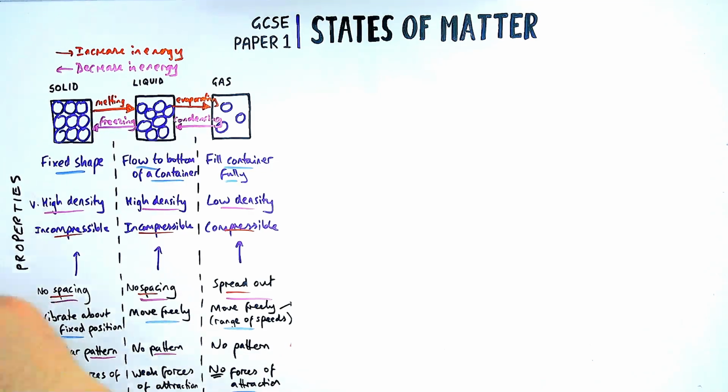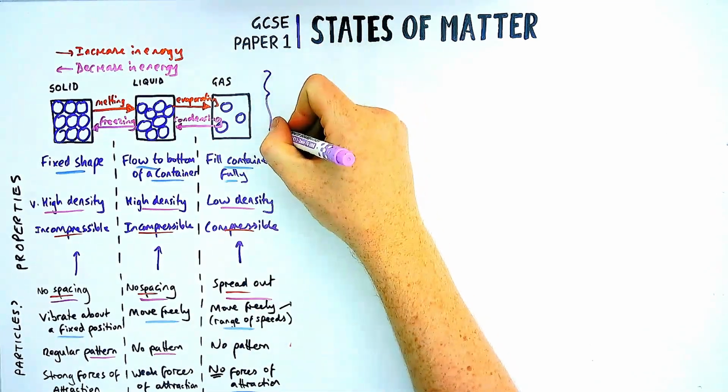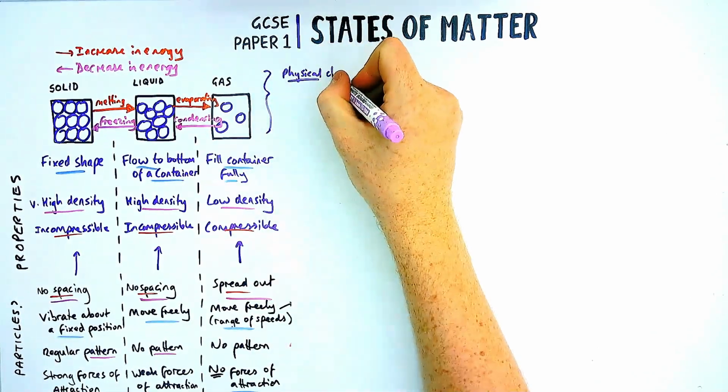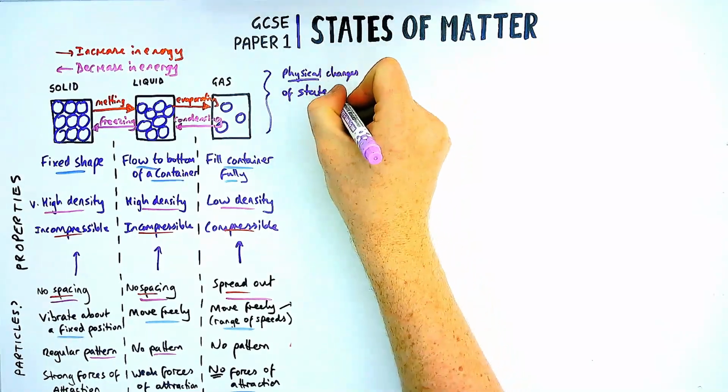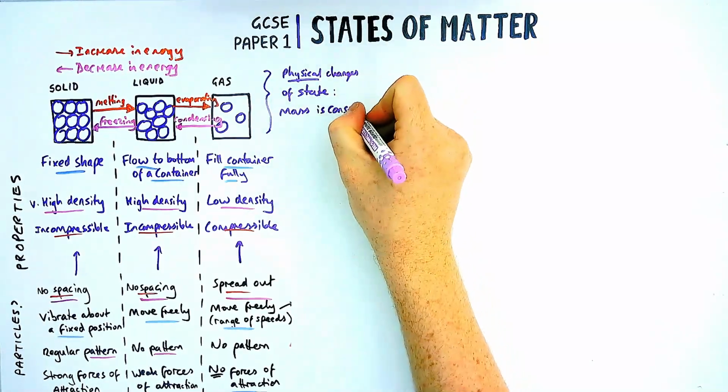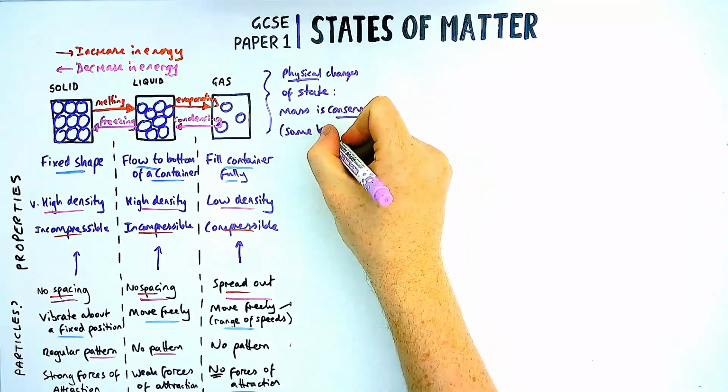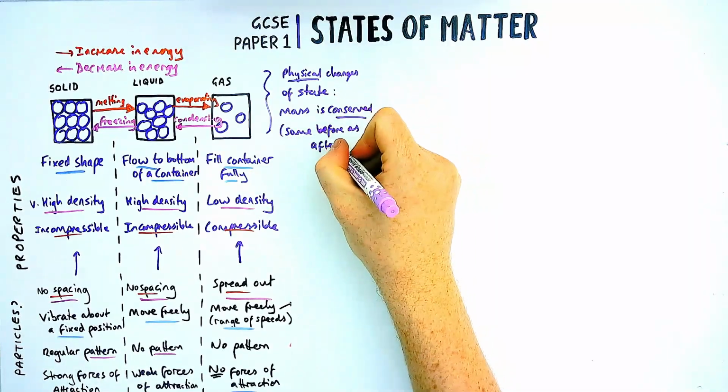All these are known as physical changes of state, meaning that there are no chemical changes or changes to the chemical structure of the material. Just like ice melting, you can get the ice back. And mass is always conserved, meaning it's the same before as it is after.